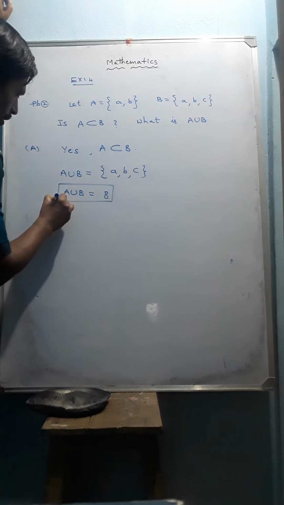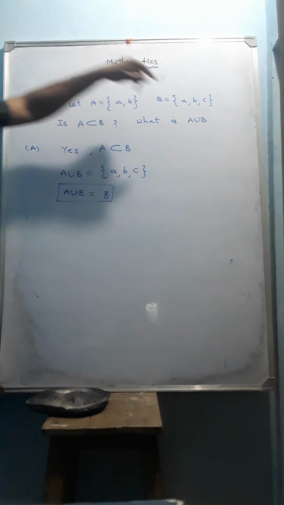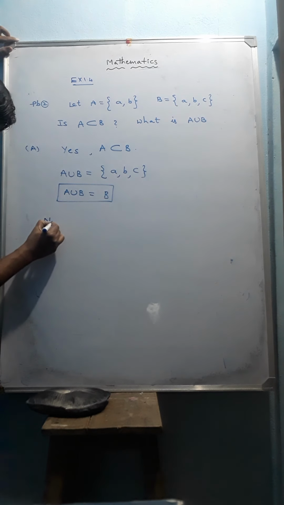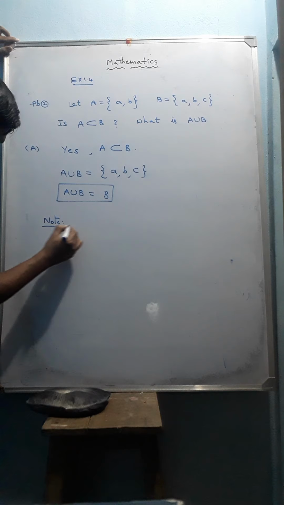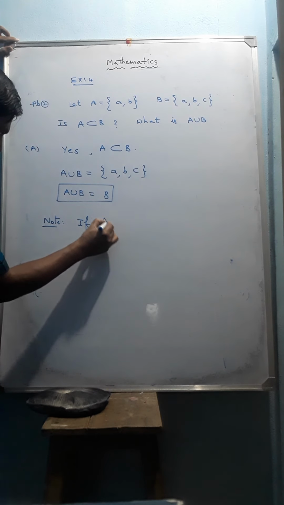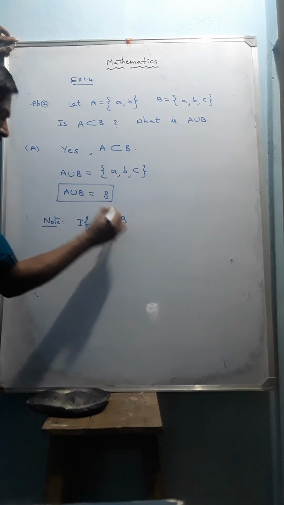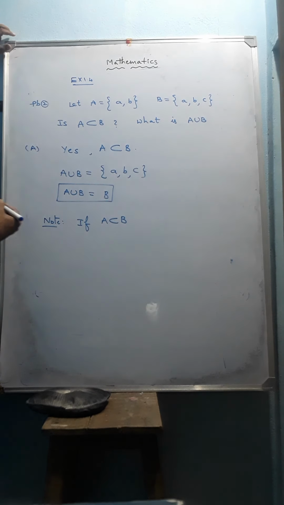So in this problem, what we observed is, if A is a subset of B, then A union B is equal to B. So note here, you can write this note point. Note: if A is a subset of B, then A union B is equal to B. Okay, so you can write this note point.